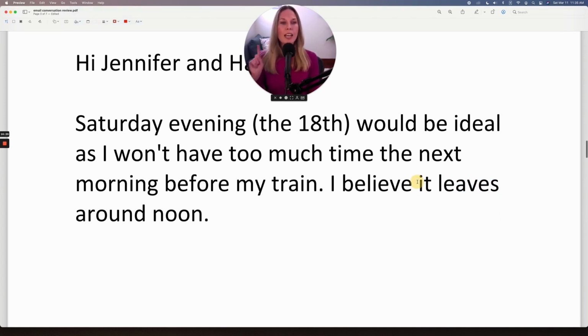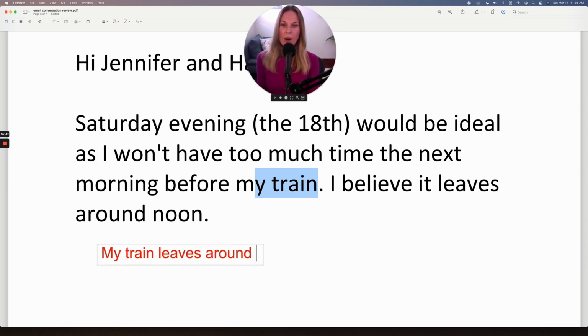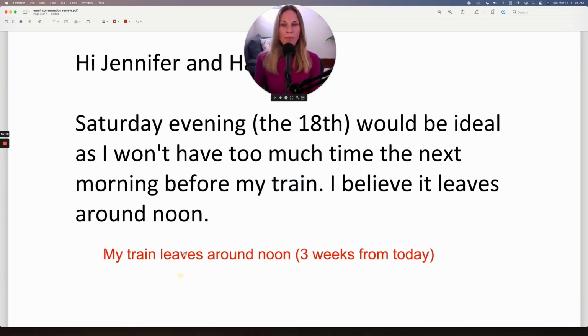Now notice she said it leaves around noon, even though we're talking about a future day, 3 weeks in the future. Why did she use the present simple? The it is the train, right? So my train leaves around noon, but this is 3 weeks from today. So this is in the future, right? So why did she use the present simple?